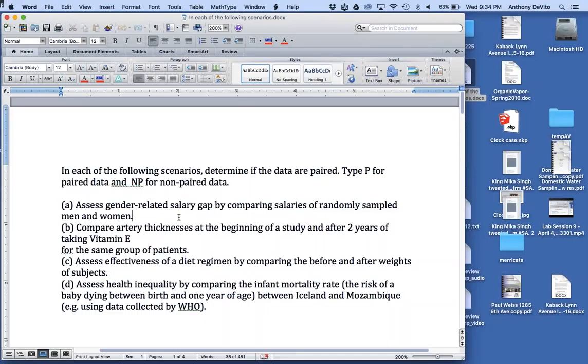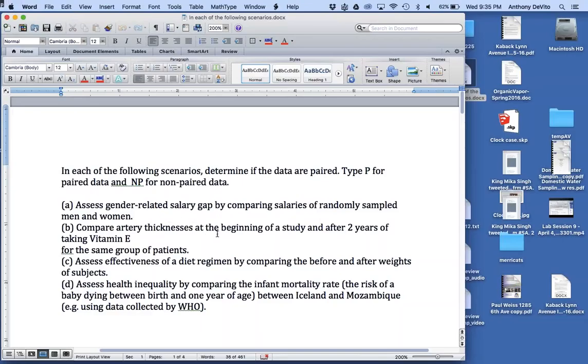Okay. Now, if we were comparing the salaries of women before and after they got a degree in public health, right? Well, we could see this person's salary before and this person's salary after. So it would be the same person. We can actually measure the difference between the two of them. That would be a paired sample.